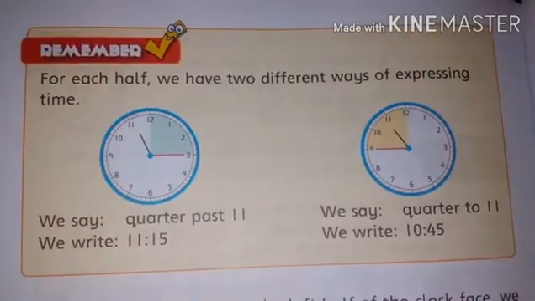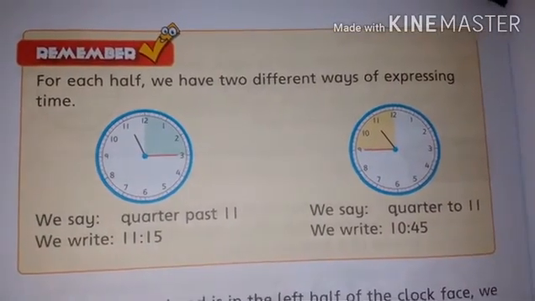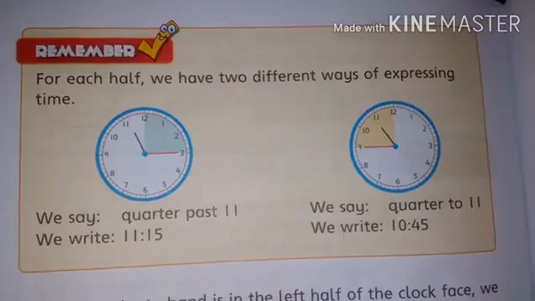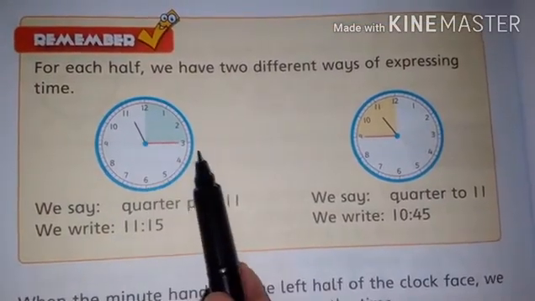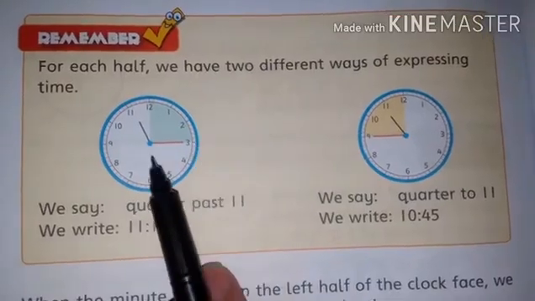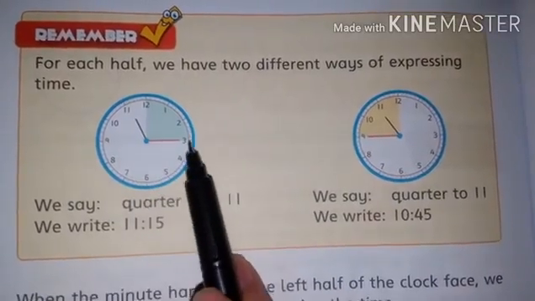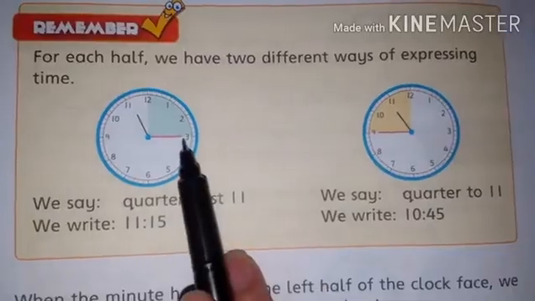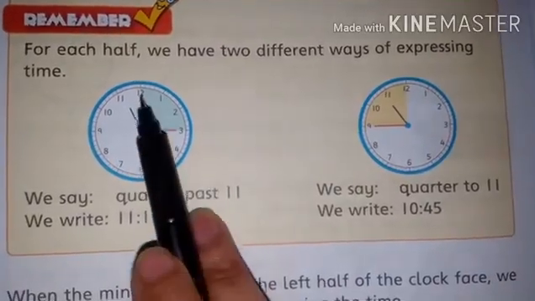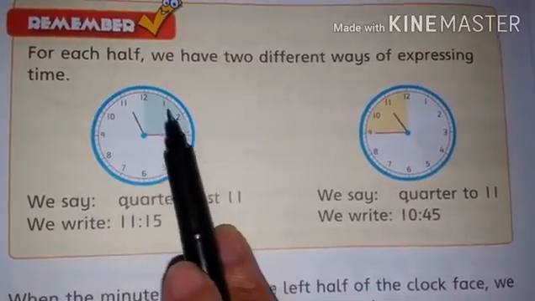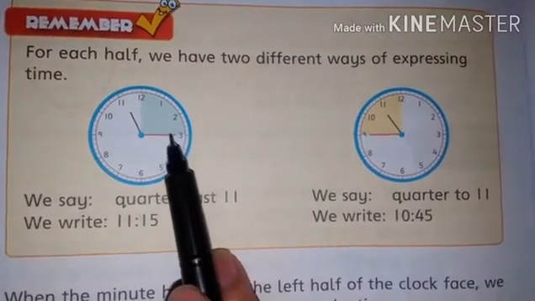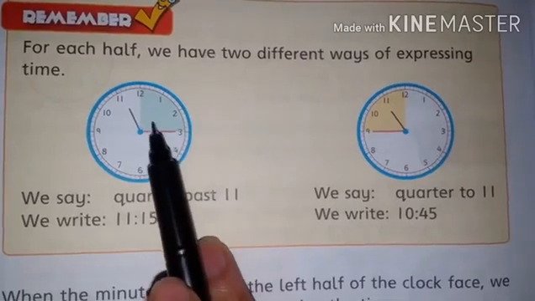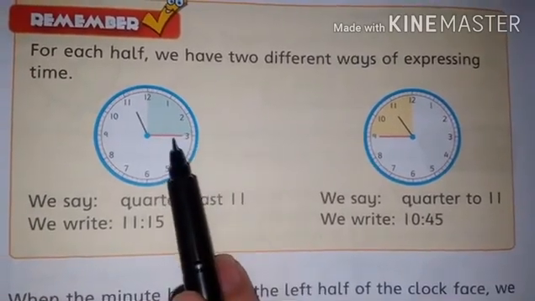Okay girls, we have two different ways of expressing time. Now look at this. What is the time in this clock? 11:15, or in the other way you can say that 11:15. Now you can see that the colored portion shows 15 minutes. How many minutes shows the colored portion? The colored portion shows 15 minutes.